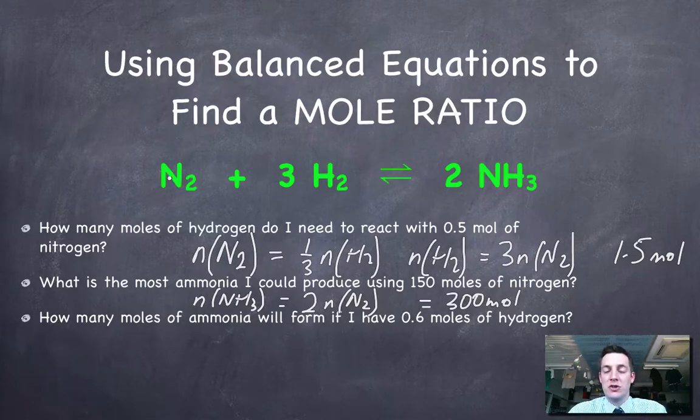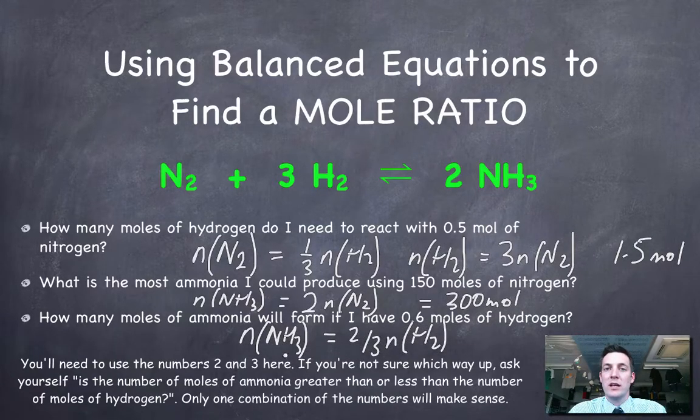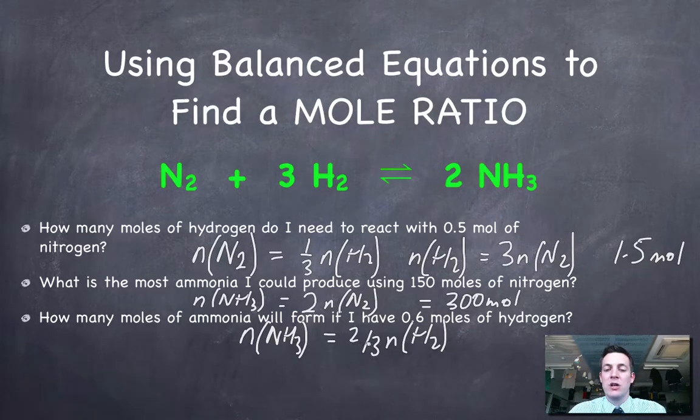But assuming I've got enough nitrogen to react with all my hydrogen, then I can predict how much ammonia will form. Now the number of moles of ammonia, which is 2, is 2/3 of the number of moles of hydrogen, because the number of moles of hydrogen is 3. And again, it's very useful if you can write down these kind of algebraic relationships using the mole ratio in the equation, because it makes your working very much clearer for the examiner to mark. Okay, I've got 0.6 moles of hydrogen, 2/3 of that is 0.4 moles.